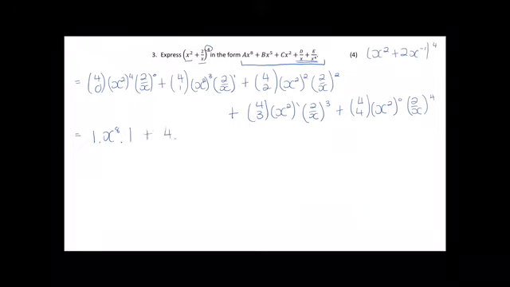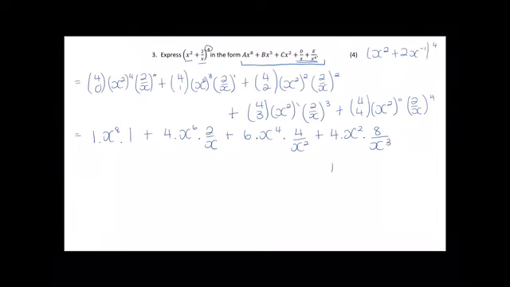4 choose 1 is 4, again multiplying these powers gives me x to the power of 6, and I've got the 2 over x. Then 4 choose 2 is 6, x squared, squared is the same as x to the power of 4. Then be careful here, so remember 2 squared gives you 4, and then it's over your x squared on the bottom. 4 choose 3 is 4, we're then timesing by x squared. 2 cubed, 2 times 2 is 4 times 2 is 8, over our x cubed.